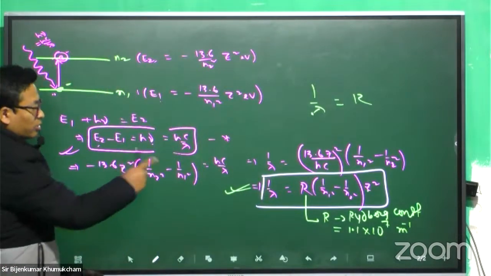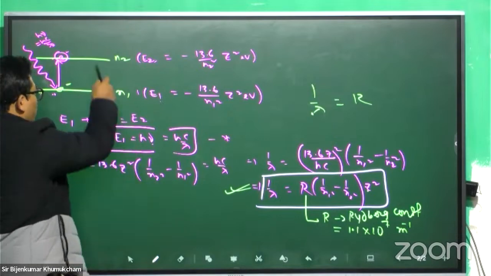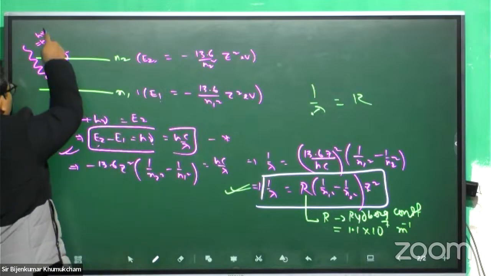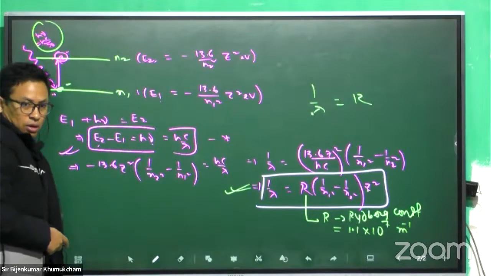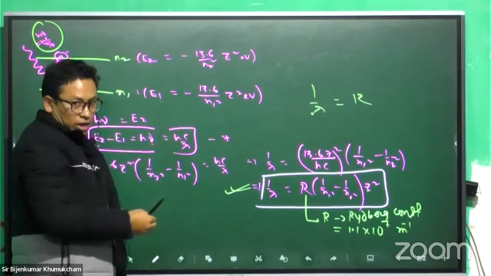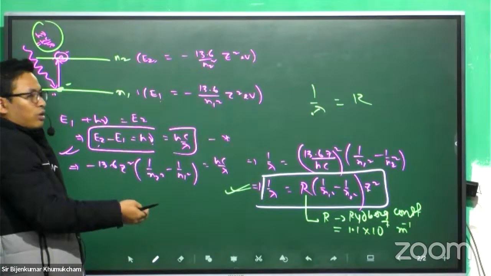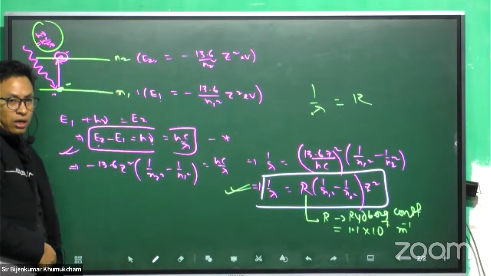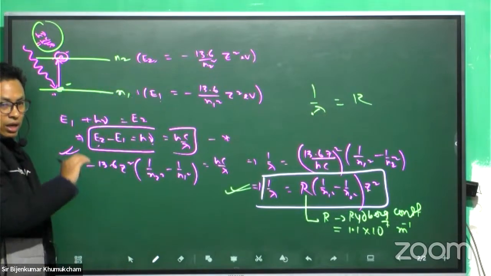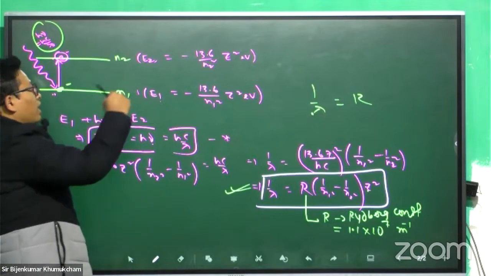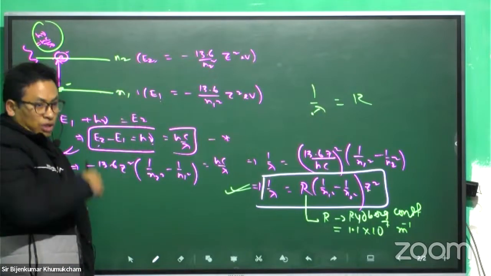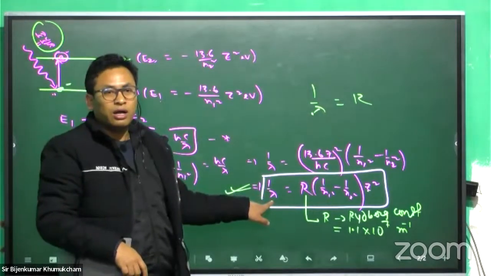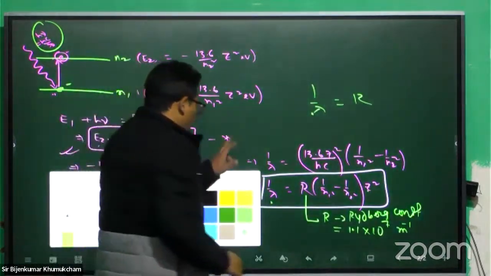If we start from this expression directly, this is your Rydberg concept. So whenever they ask, what will be the energy or the wavelength of the light required for an electron to excite from the ground state to n equals 2, we use this, and we get 1 by lambda.